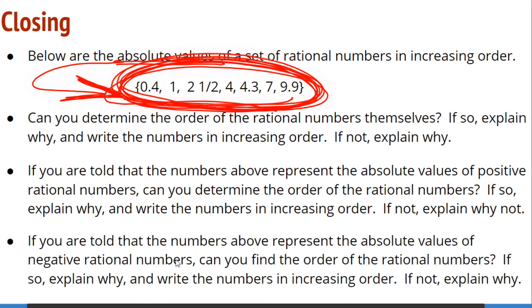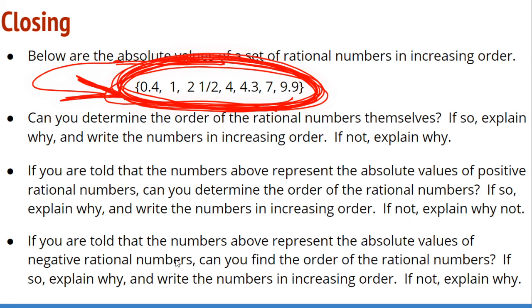Now, if we're told that the numbers above represent absolute values of negative rational numbers, could we find the order of the rational numbers? And the answer is yes, we could. If we knew that these are the absolute values of negative numbers, we would write them as the negative rational numbers, but we would put the order in reverse, because we know that the order of negative numbers and their absolute values are opposite.